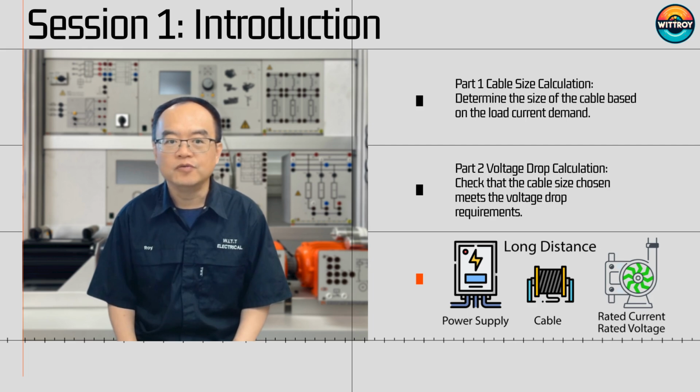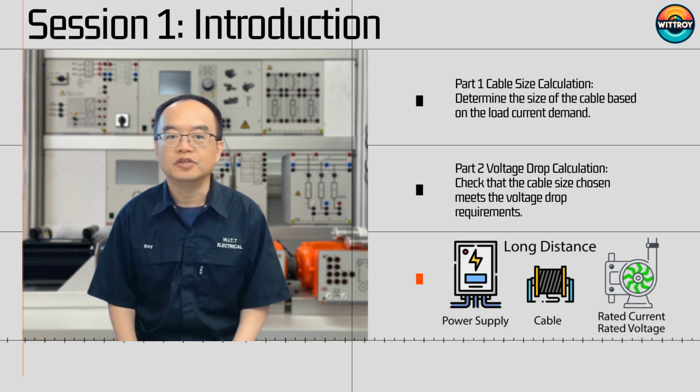The calculation involves 2 main parts. Part 1, cable size calculation. Determine the size of the cable based on the load current demand. Part 2, voltage drop calculation. Check that the cable size chosen meets the voltage drop requirements.